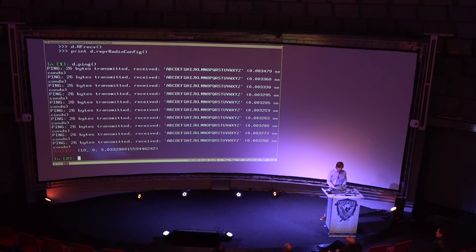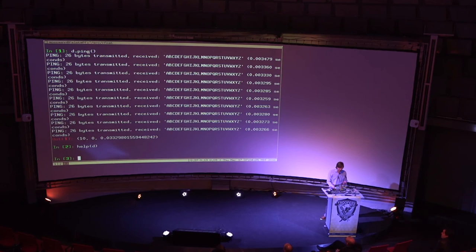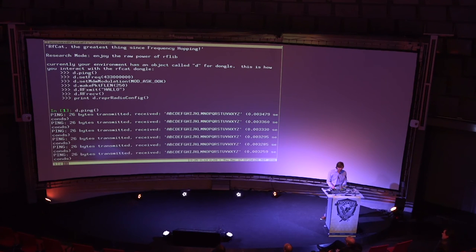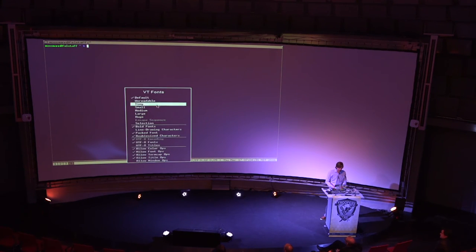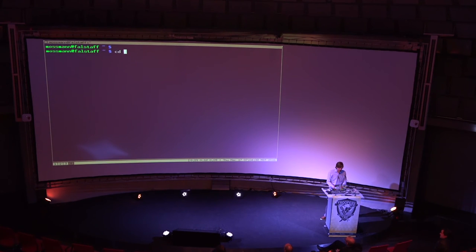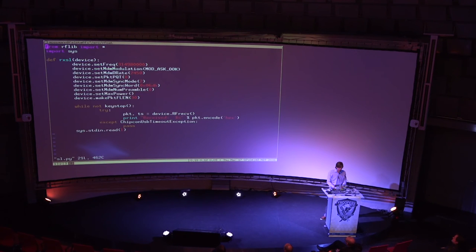And if I want to know what I can do with d, I can just type help. Whoa, and I have all kinds of help inside my Python shell. I'm going to do some of these things that were suggested at the beginning here, like set frequency. And I've made myself a little cheat sheet so I can go through this a little faster. So I'm going to be doing things like setting the frequency, d.setFreq.